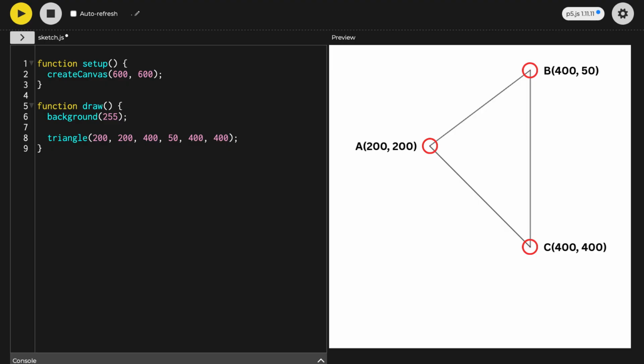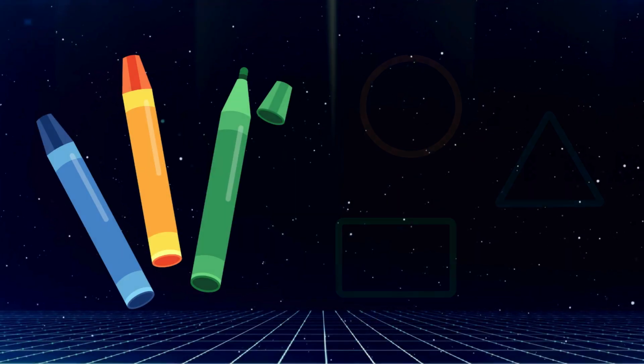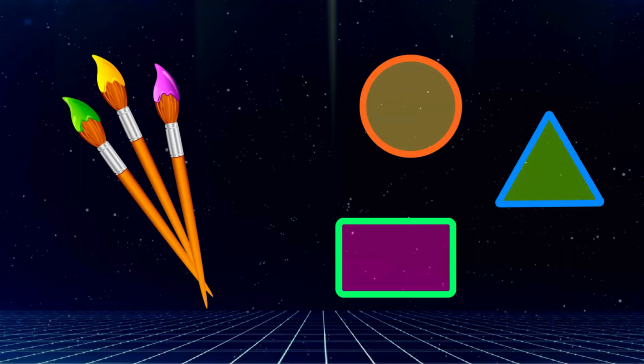Right now, our shapes look a bit boring. They all have thin black outlines and white insides. Let's change that using styling commands. Think of P5.js like a physical art kit. You have a pen for outlines and a paintbrush for the inside.